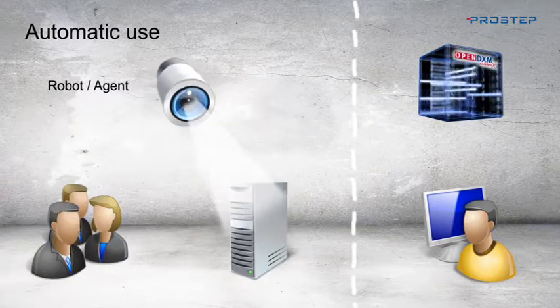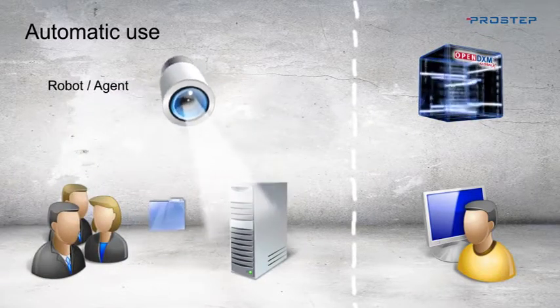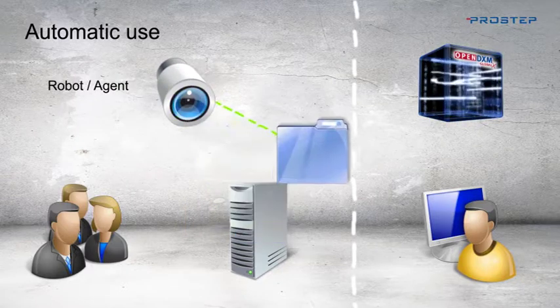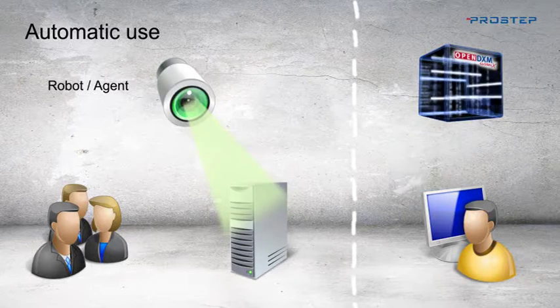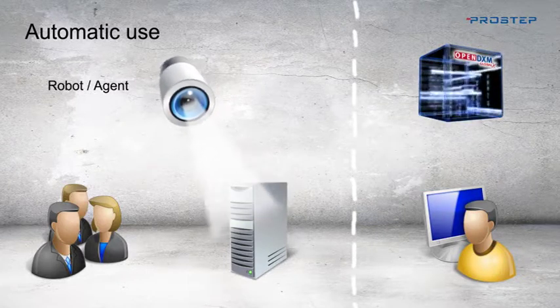What an agent automates for one person, a robot automates for many. The robot also allows data to be uploaded to the portal automatically. Authentication is, of course, performed, and the data is encrypted and transferred securely.